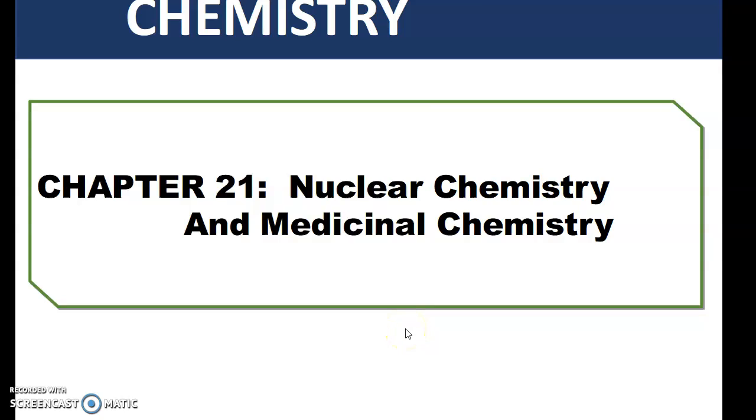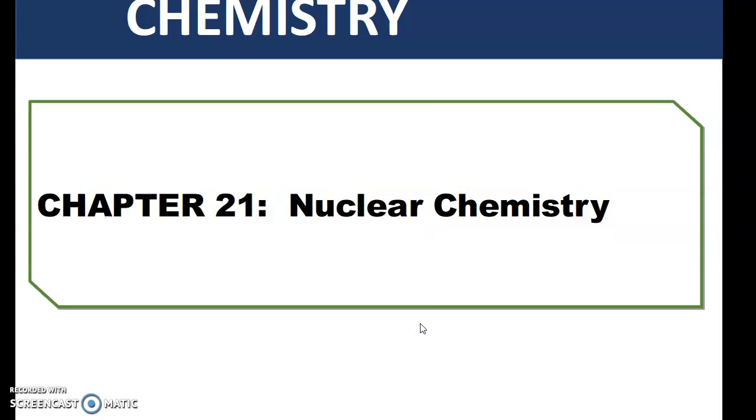Well, here we are, chapter 21, the last chapter in the book. This will cover nuclear chemistry, and then I have some additional notes that I want to give you that are not in your book about medicinal chemistry. First of all, we'll talk about what we have in the book in chapter 21.